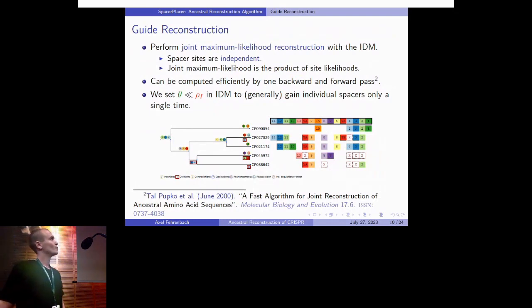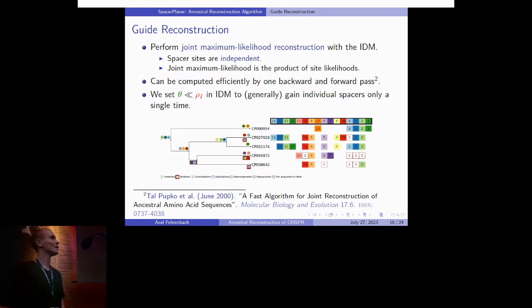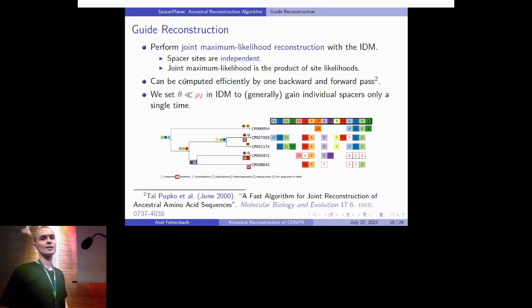So we start with a very simple reconstruction, the guide reconstruction, with this independent deletion model. Because every site is independent, every column of our spacer alignment we can treat independently, so it's very easy to compute the joint maximum likelihood reconstruction. There are very well-known methods to do this very quickly. What is very important to notice is that we choose the insertion rate much lower than the deletion rate. This is because we want the model to describe the evolution with few gain events and more deletion events in comparison.